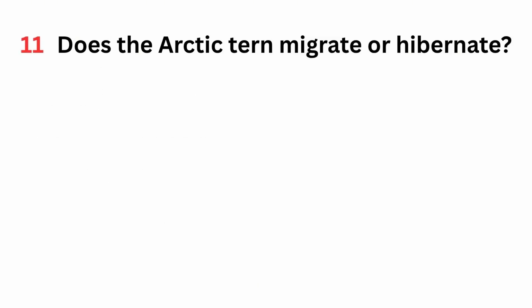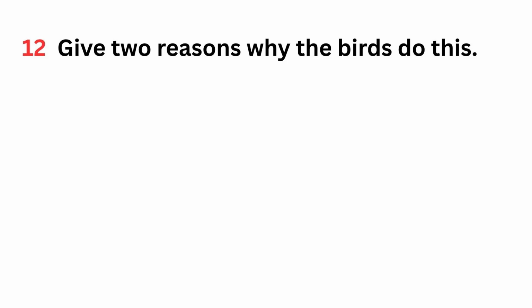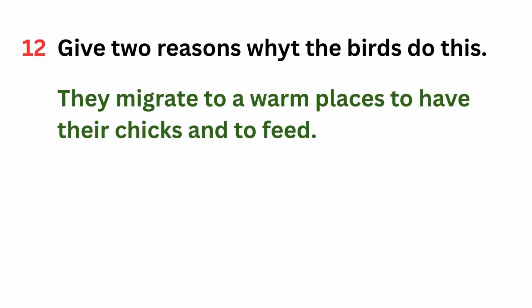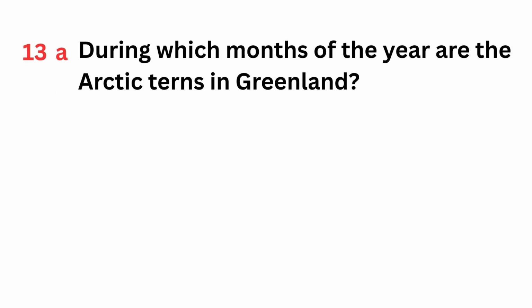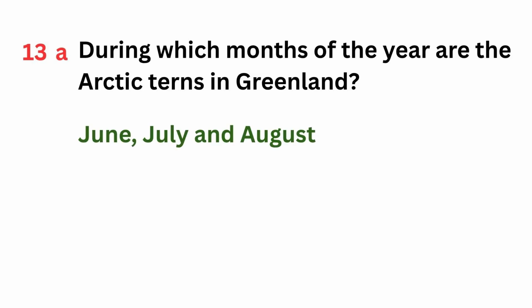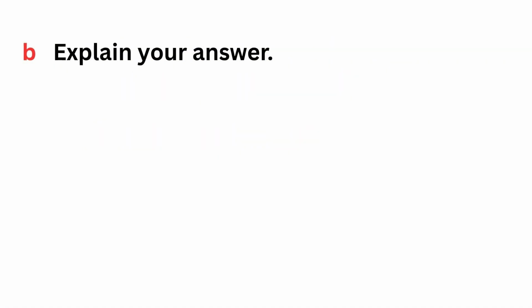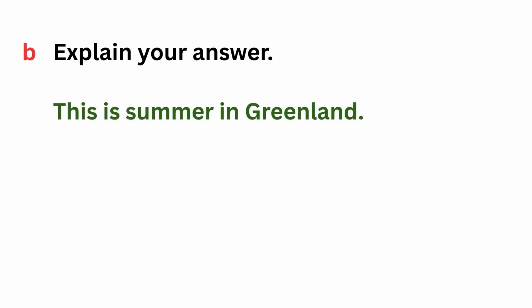Question 11. Does the Arctic tern migrate or hibernate? Migrate. Question 12. Give 2 reasons why the birds do this. They migrate to warm places to have their chicks and to feed. Question 13a. During which months of the year are the Arctic terns in Greenland? June, July, and August. B. Explain your answer. Because this is summer in Greenland.